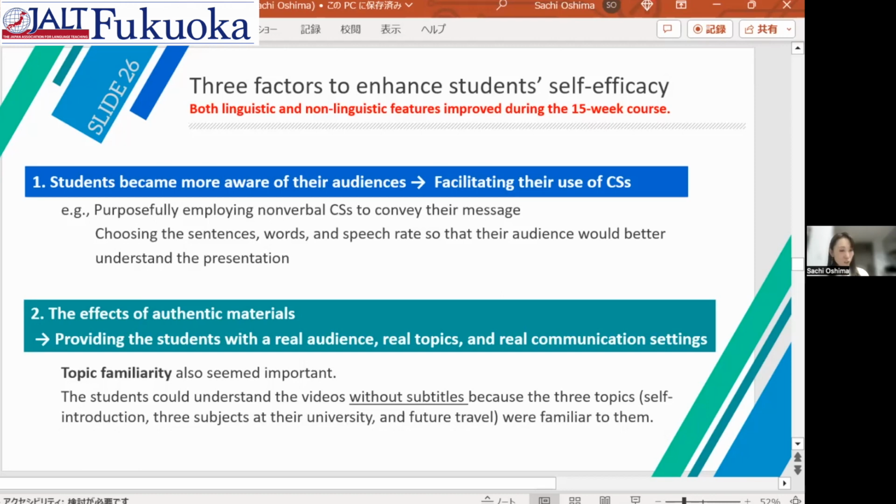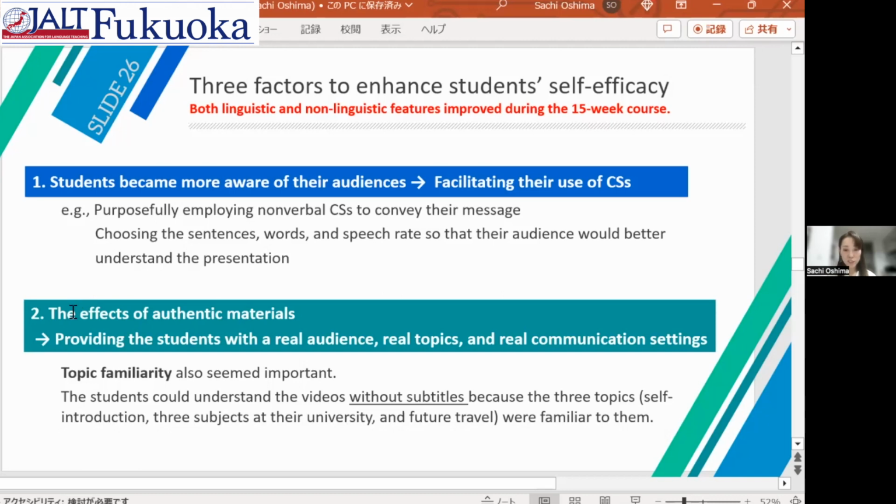If students only sent the video and only I evaluated, maybe that kind of positive pressure would not have happened. But students are aware of the fact that their video will be watched by others. So they purposefully employ nonverbal communication strategies to convey their message, or they purposefully choose the sentences, words, and speech rate so that their audience would better understand the presentation.